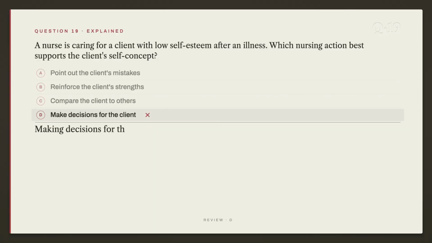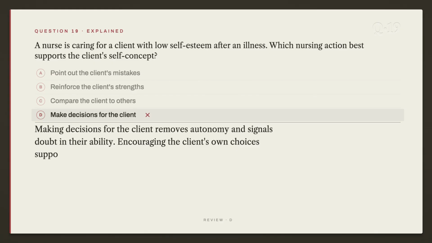D is wrong because making decisions for the client removes autonomy and signals doubt in their ability. Encouraging the client's own choices supports self-worth far more than taking over for them.